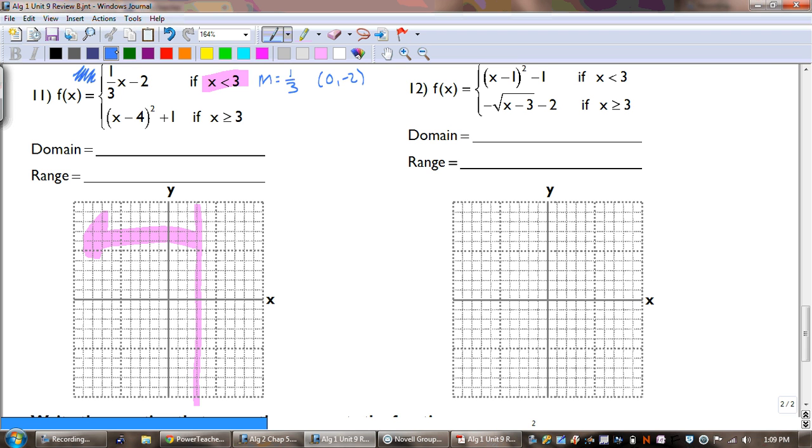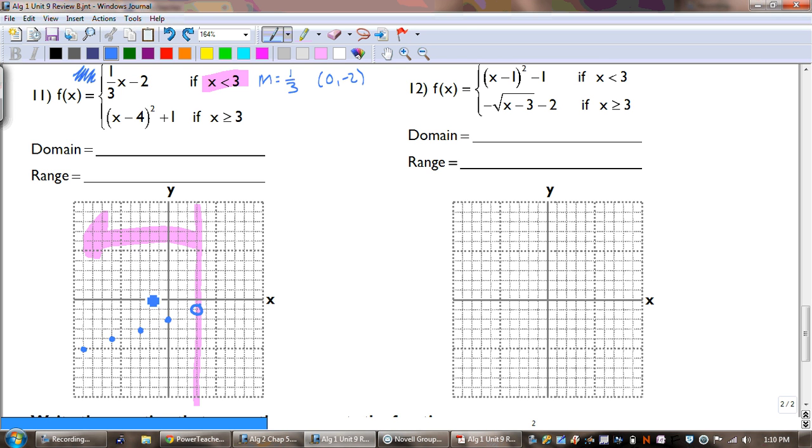So at 0, -2, I'm going to go up 1 over 3, and since it's less than, that's going to be a closed point. And I'm going to continue my line in the other direction.